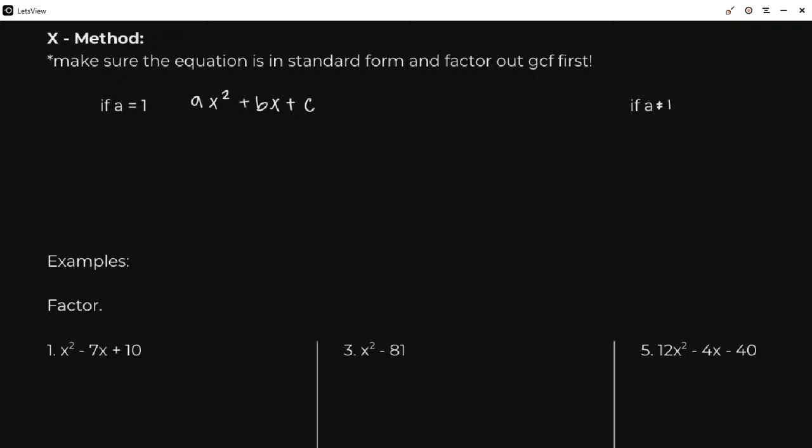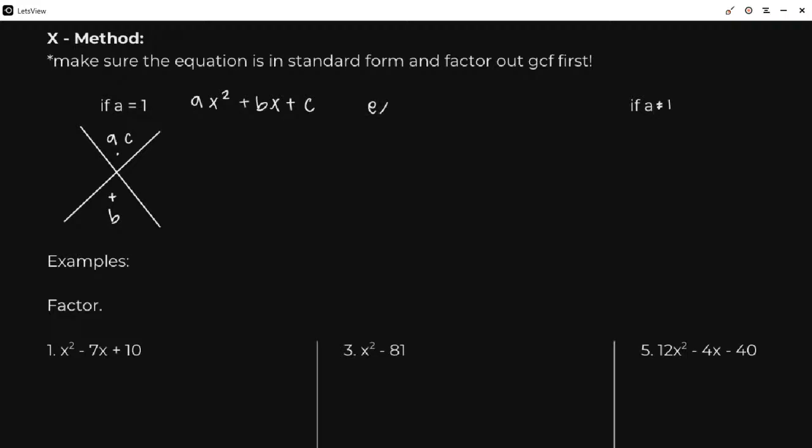And for the x method, you would draw an x. And on the top, you're going to multiply a times c, and you want the two numbers to multiply to this number. And on the bottom would be b, and you want it to add to this number.